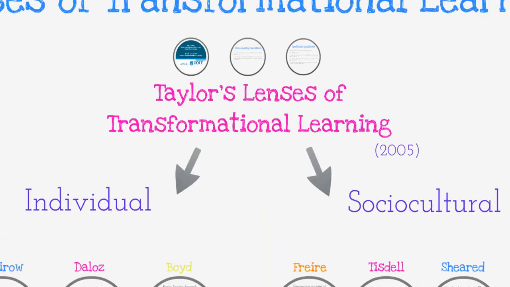Taylor developed 7 lenses through which to view transformational learning, and they come in 2 groups. The first group is where the locus of learning is in the individual, and the second group is where the locus of learning is sociocultural or within the environment.